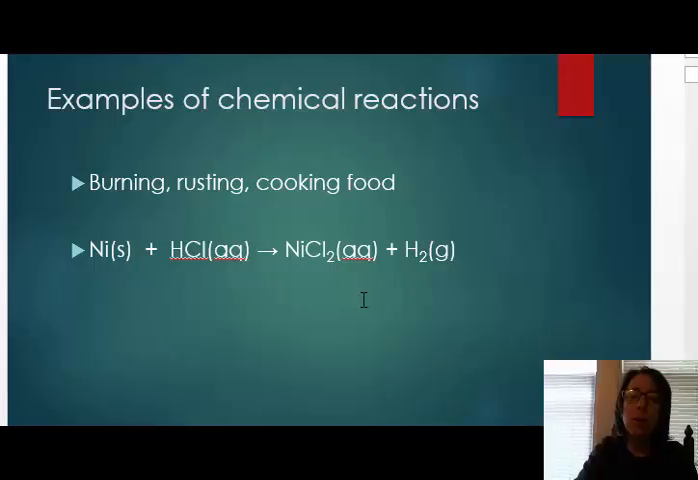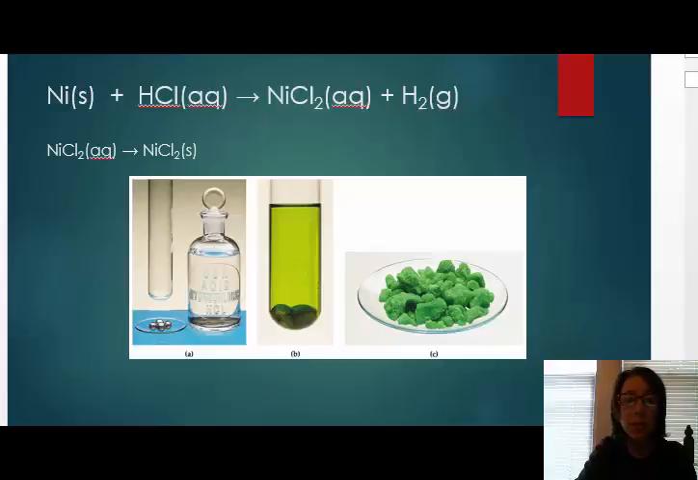If you know how to balance chemical equations, you will notice that this equation is not balanced. We'll look at balancing equations later in the semester. Not all chemical reactions are obvious, but the reaction between nickel and hydrochloric acid can be observed through a variety of changes.